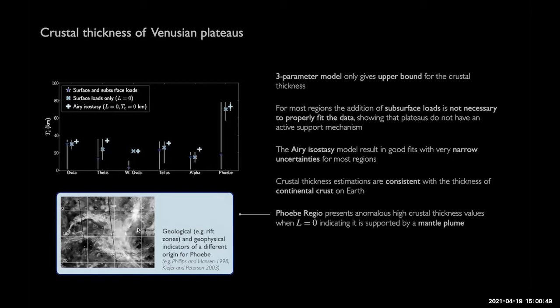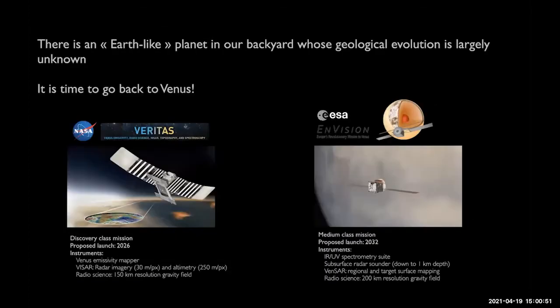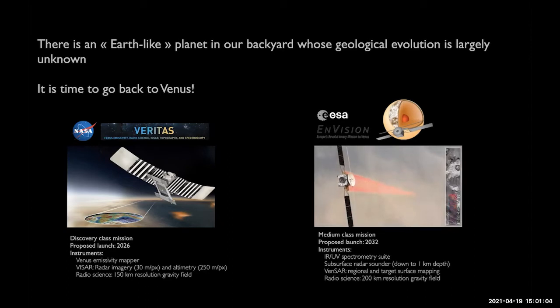So this is the main conclusion of this work, but a bigger conclusion that I want to point out is that there is an Earth-like planet in our backyard whose geological evolution is largely unknown, and it could really help us, when we look at Earth-like exoplanets, to see if only based on radius and mass and size, we can say if it's a Venus or it's an Earth. So it's very important that we understand what distinguishes these planets, if it's only based on this small difference in the distance to the sun.